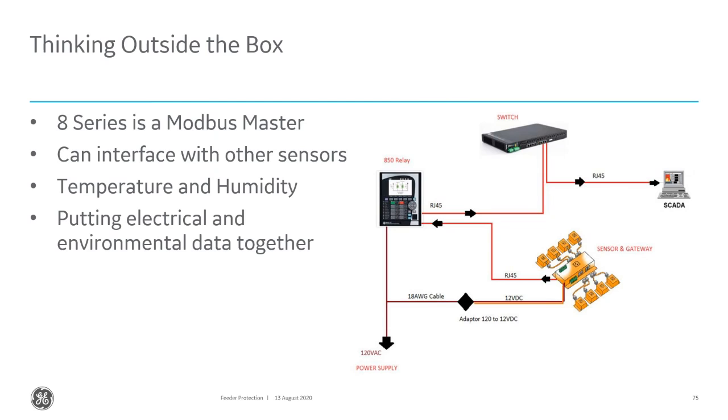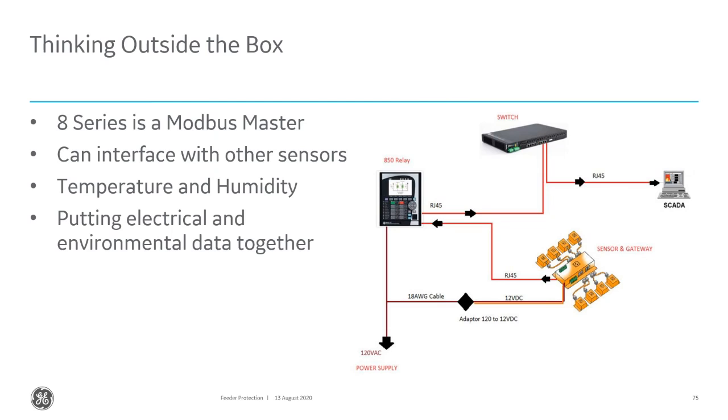The 8 series relay can act as a Modbus master, and this particular company had switchgear sensors installed in the switchgear to sense conditions like humidity, temperature, and so on, so the environmental conditions in the switchgear. Instead of having separate comms for this device, since the relay is already in that switchgear, we can connect those devices to the relay and gather the information into the relay.